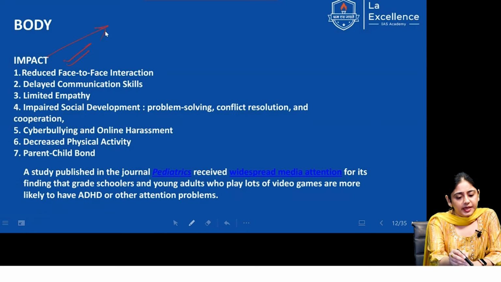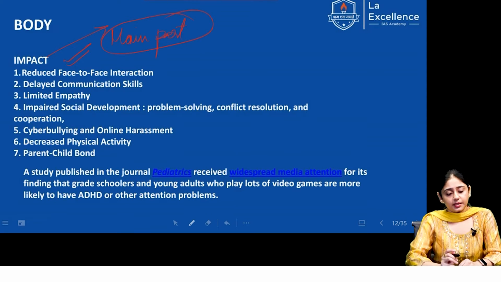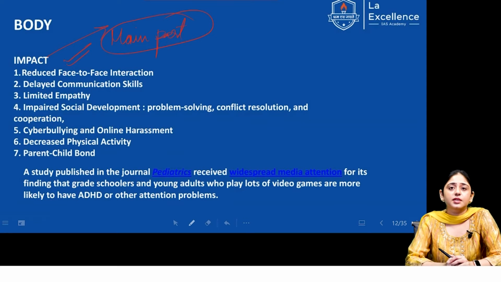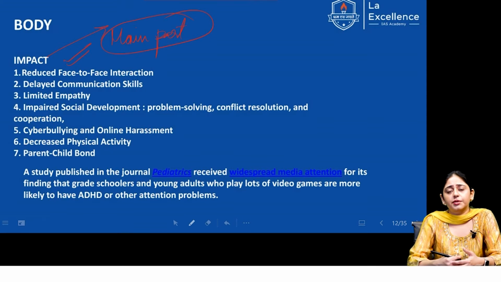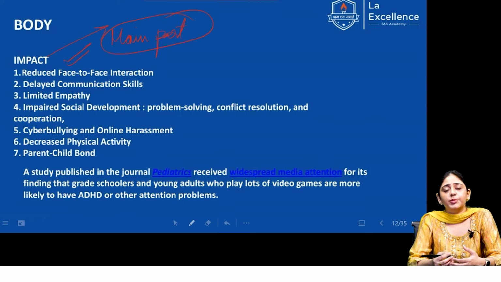Now next, what is the impact? This is the main part of the question. So your major words should be surrounding the impact. Now, the impact, first of all, is reduced face-to-face interaction with the child. There is hardly any interaction with the parents. You're not learning how to develop your social skills, to develop your emotional intelligence, right? How to talk to your parents, how to understand your parents or your child. So that face-to-face interaction goes very down.